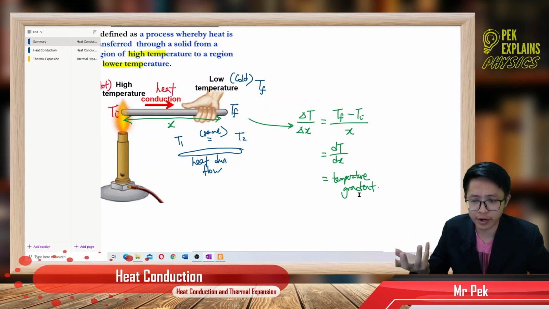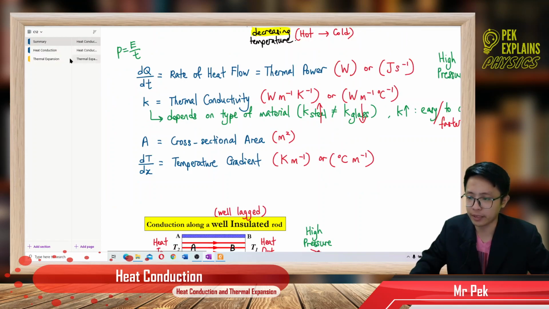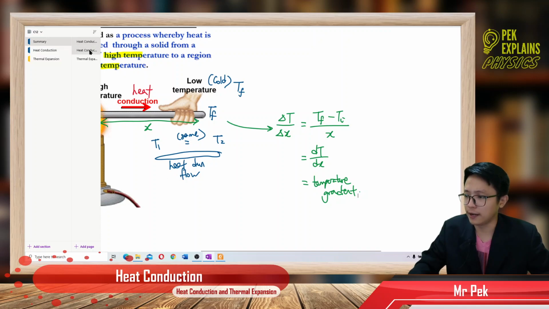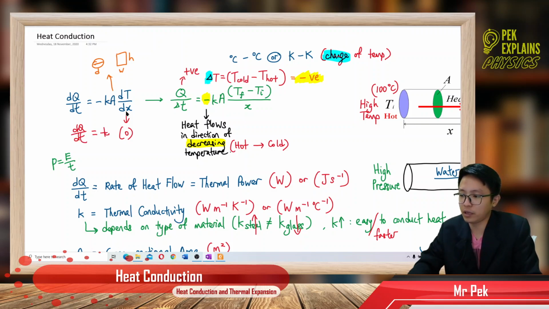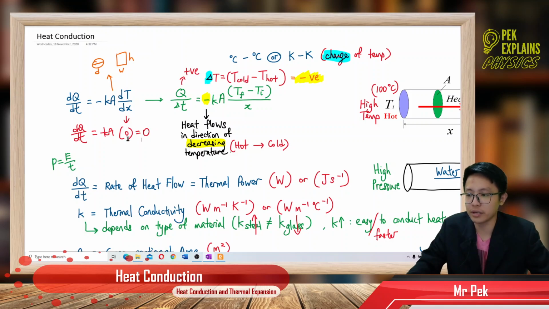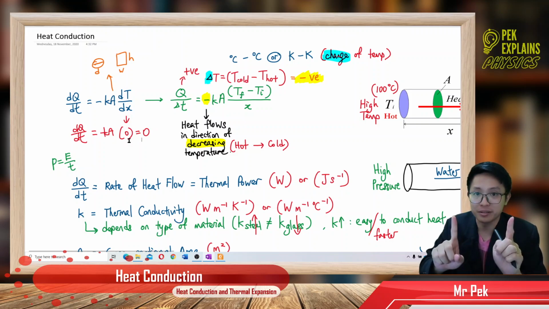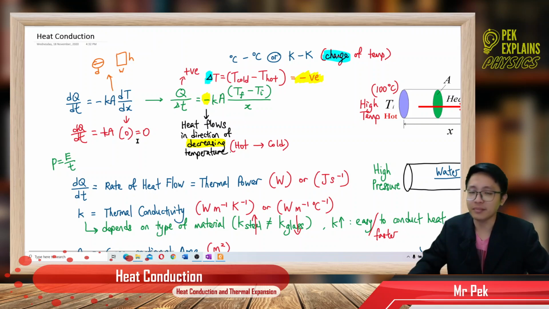Why do we have a temperature gradient? Because heat only flows when you have a temperature gradient. If the temperature gradient is equal to 0, there's no heat flow. For example, look back at the equation. If the temperature gradient is 0, what do you think is the rate of heat flow, dQ over dt? Negative KA times 0. Of course, you will get 0. There's no heat flow when the temperature gradient is 0. Temperature gradient 0 means the same temperature, no difference in temperature.